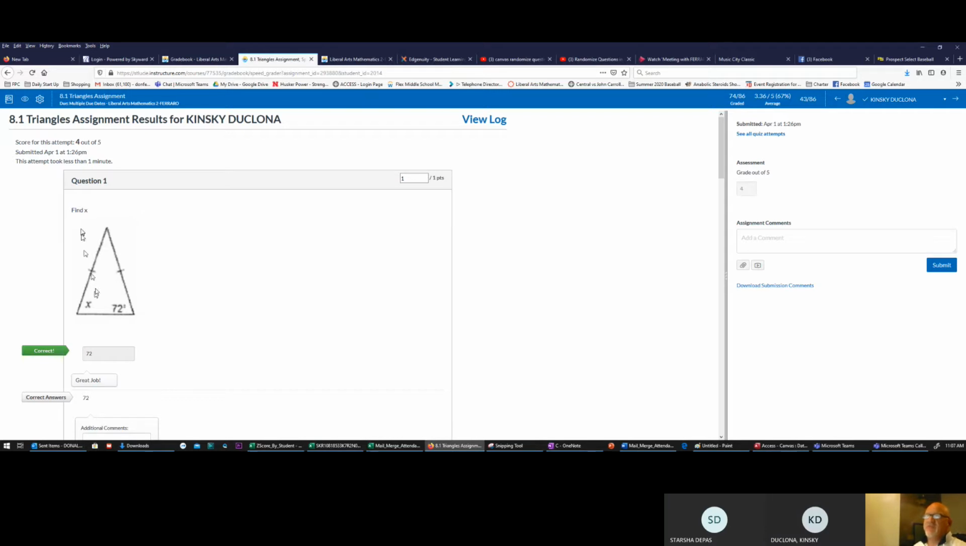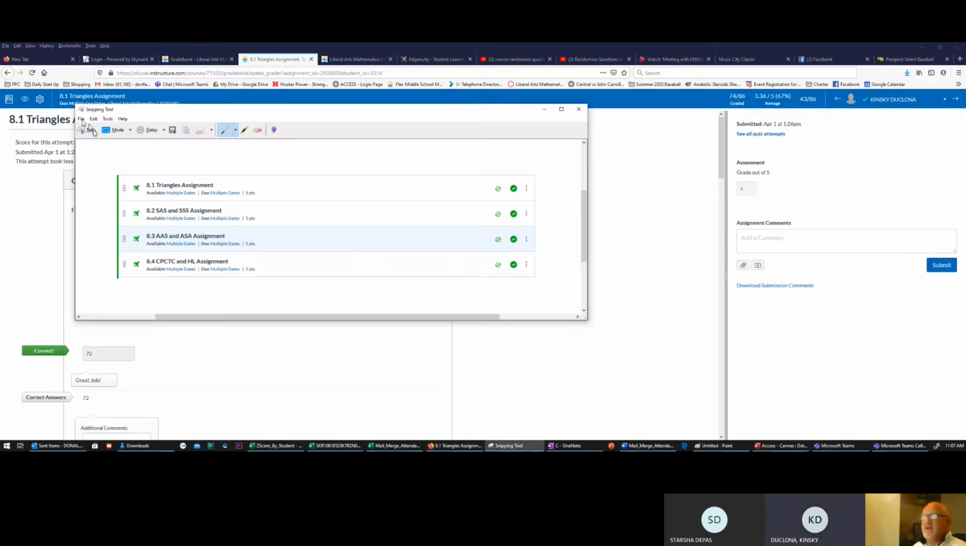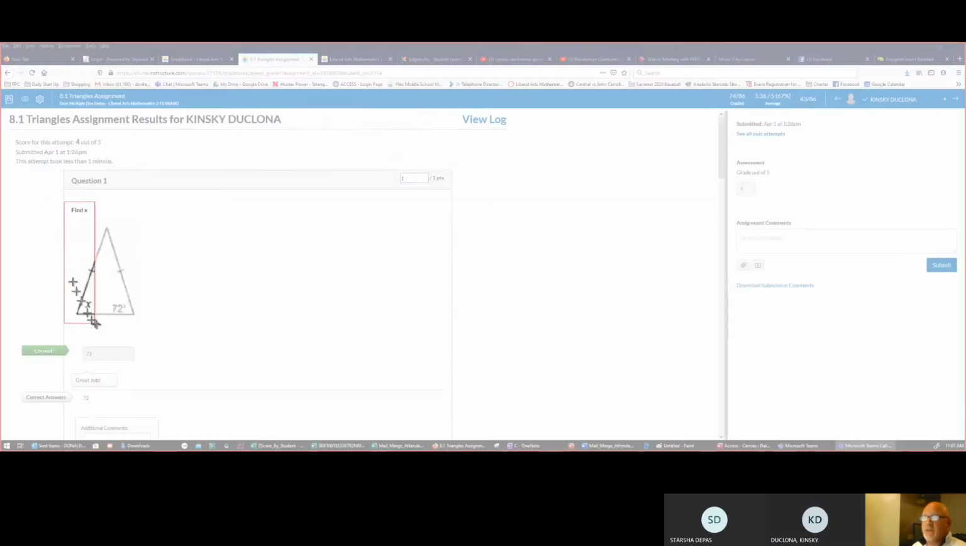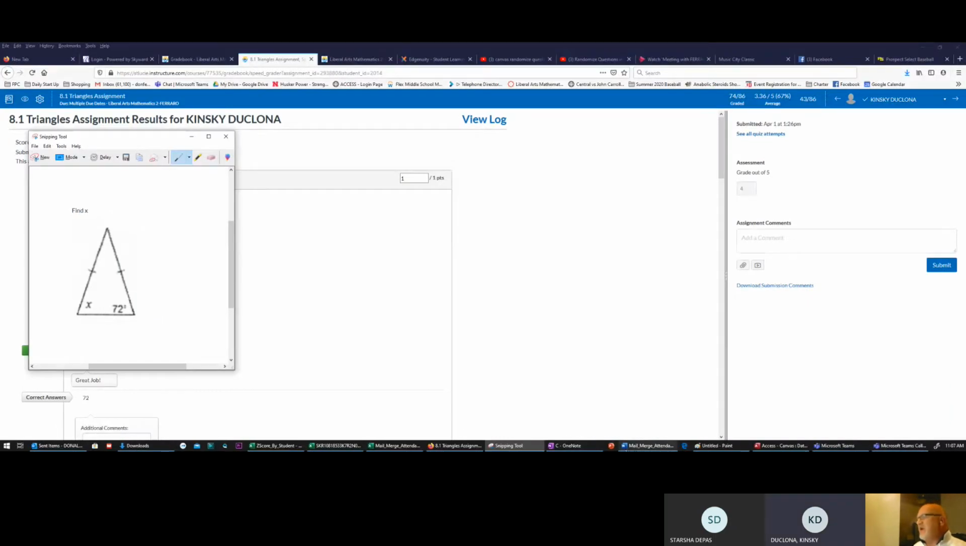How come you answered that X was 72? Because of the tick marks. And what do the tick marks tell you? If it's 72 on that side, then it's probably 72 on the other side. Okay. So the actual methodology there is this. It's called opposite angles or congruent sides. Opposite angles are congruent.